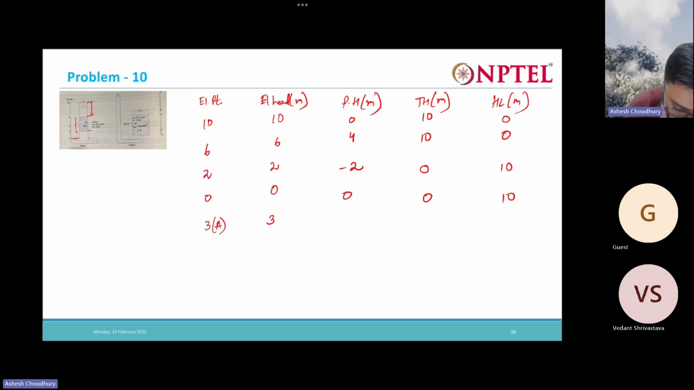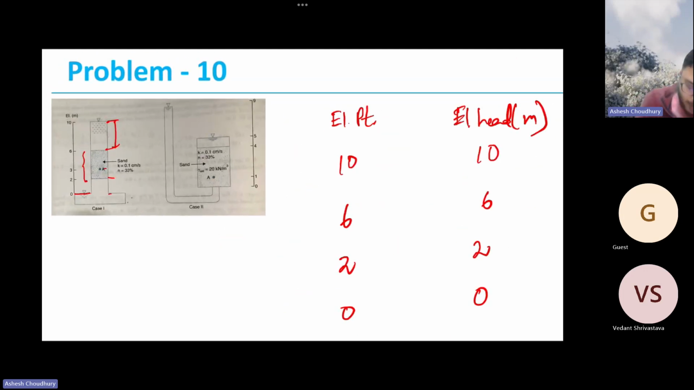Now let us come to point 3. In the soil, what is my hydraulic gradient i? How much head is lost? A head of 10. Here the total head was 10, and at this point the total head is 0. So 10 minus 0, divided by the length of the flow, which is 4. So 10 by 4 is my hydraulic gradient.